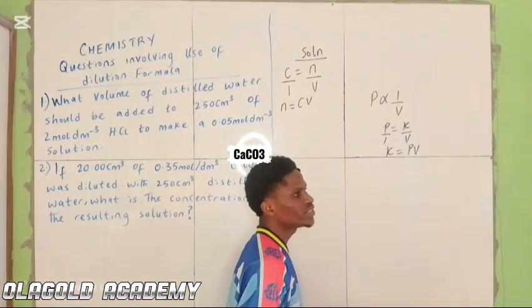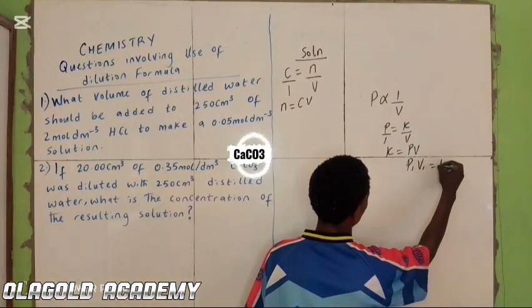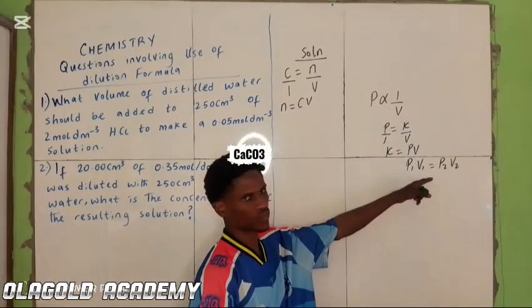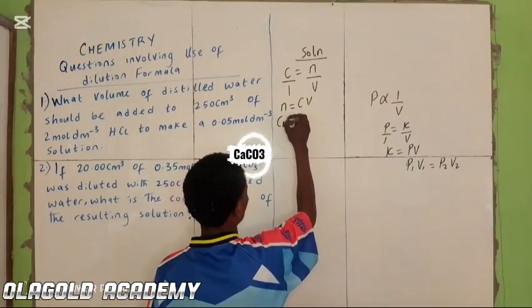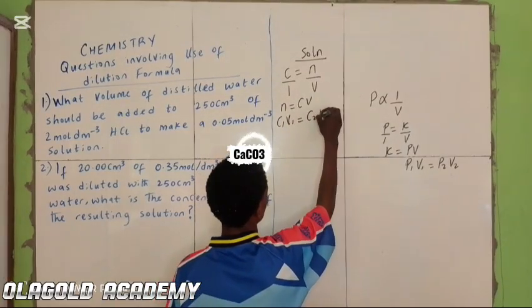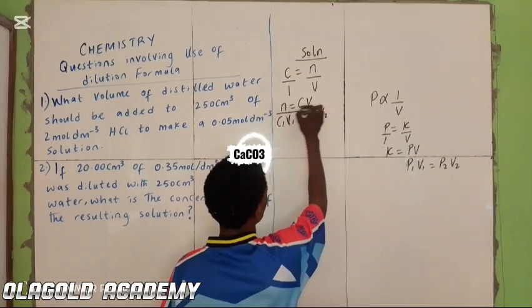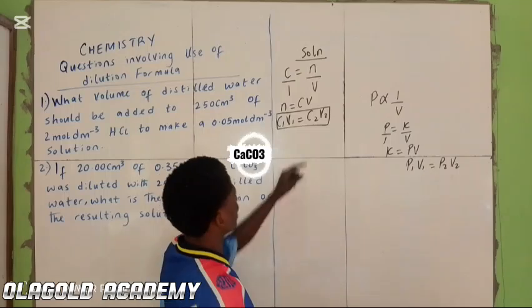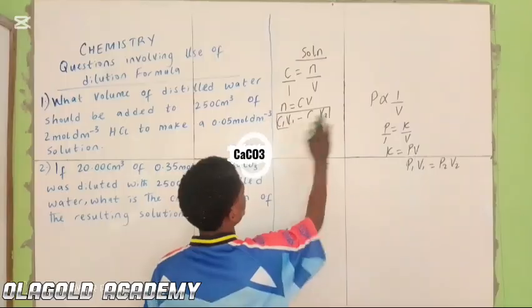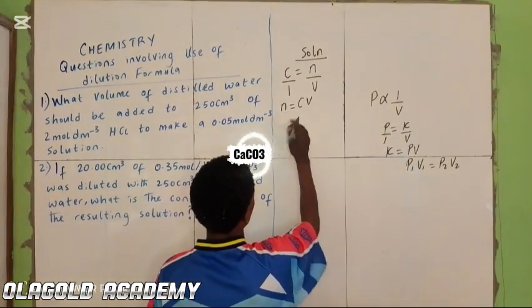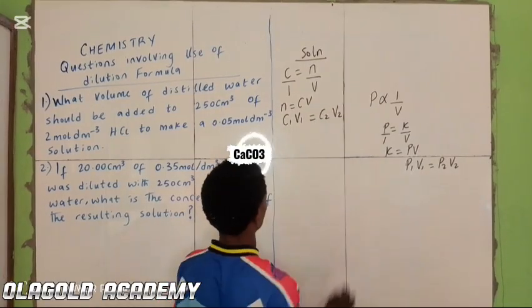Now, from here, on the account of two pressures and two volumes, it becomes P1 V1 equal to P2 V2. Now the same thing applies here. From here we are going to have C1 V1 equal to C2 V2. So this is our dilution formula. C1 V1 equal to C2 V2. Let me make it a little bit bolder.